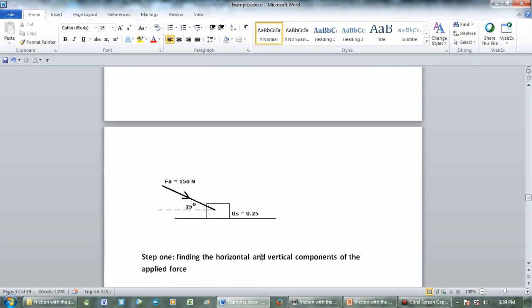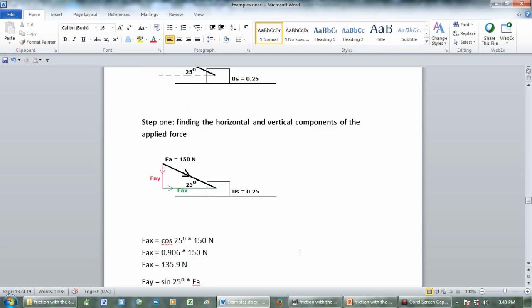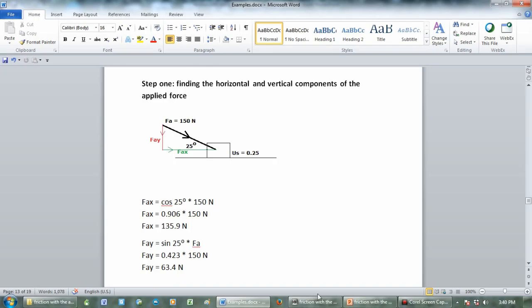Step 1, finding the horizontal and vertical components of the applied force. Fax equals the cosine of 25 degrees times 150 newtons. Fax works out to 135.9 newtons. Fay equals the sine of 25 degrees times Fa. Fay works out to 63.4 newtons.